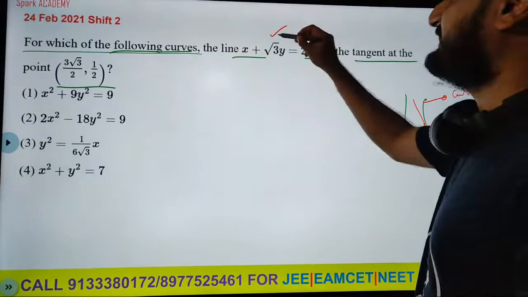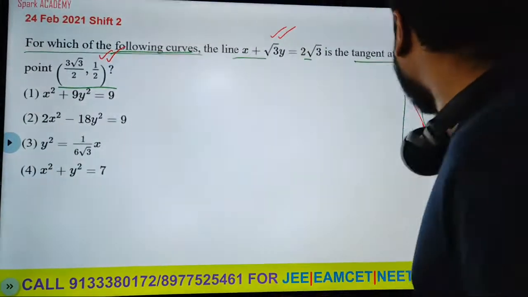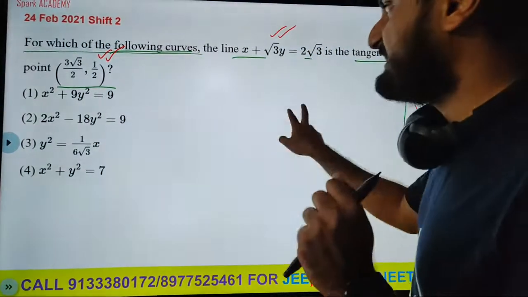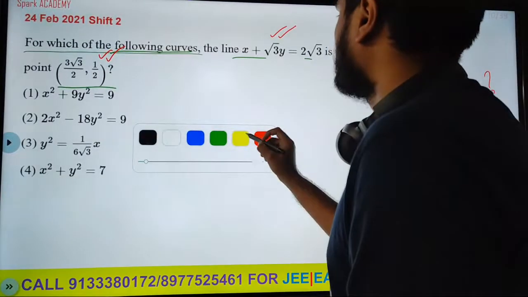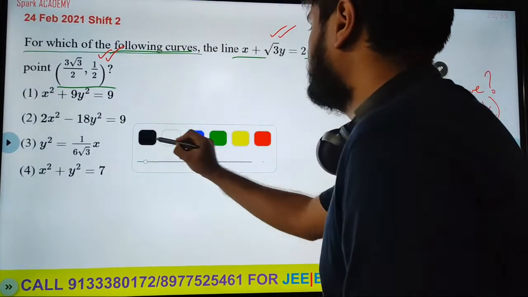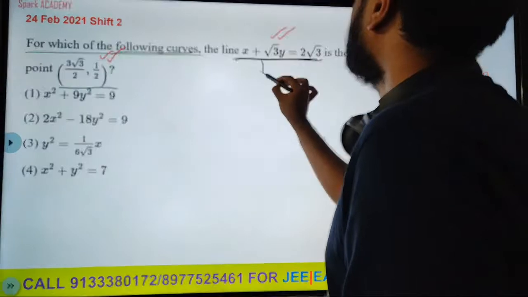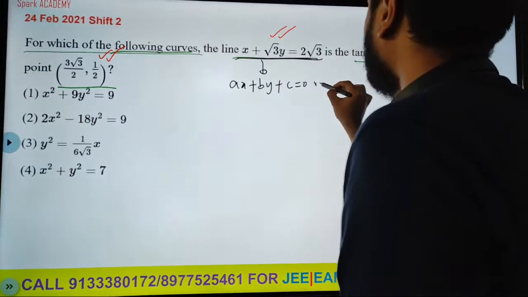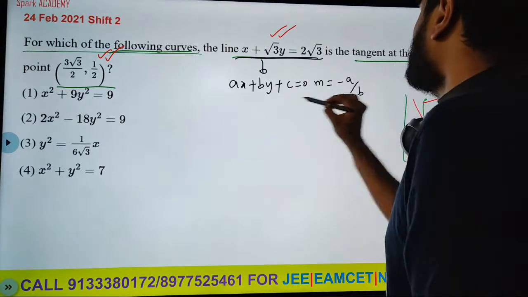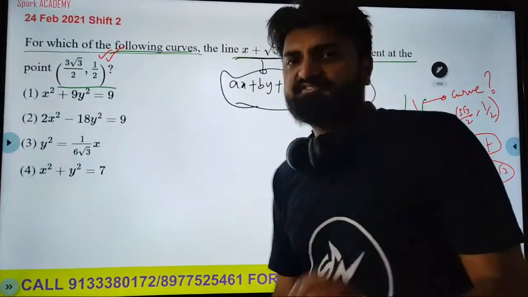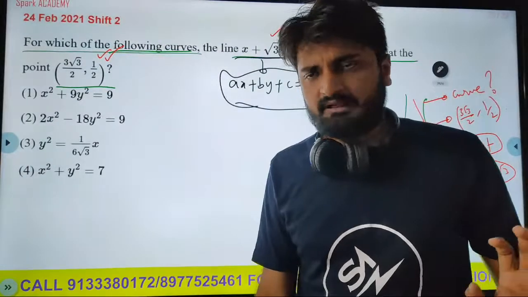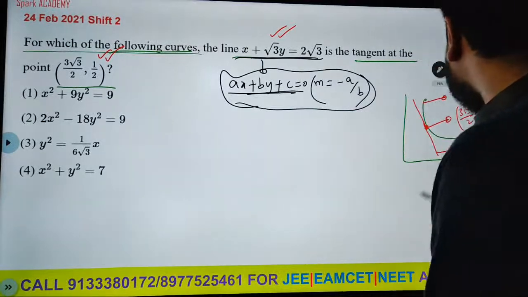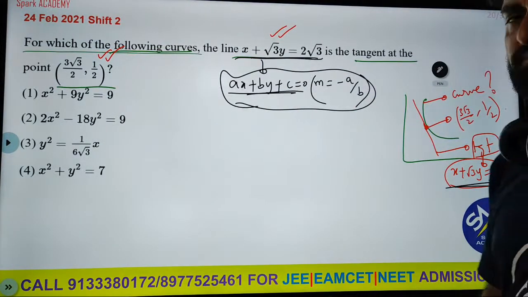So we know the tangent equation. We know the point of contact. They are asking you the curve. So is there something which we can do here? Isn't this looking like ax plus by plus c equal to 0? We know that the slope of this is minus a by b. Some basics in geometry: if you have ax plus by plus c equal to 0, the slope is minus a by b. So this is nothing but the tangent line, correct?